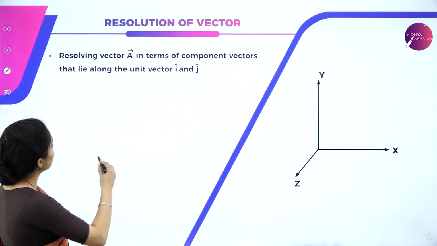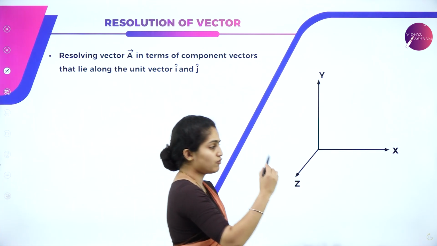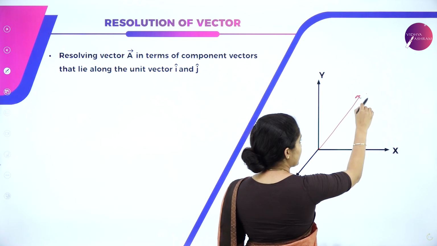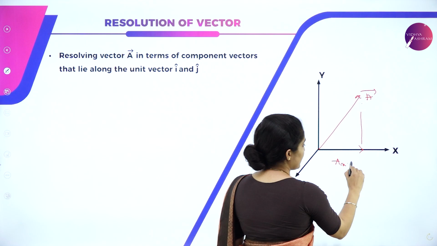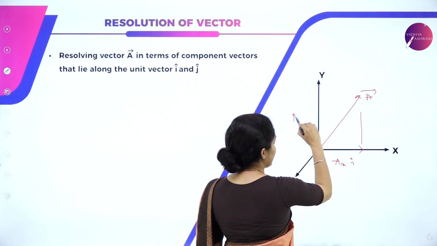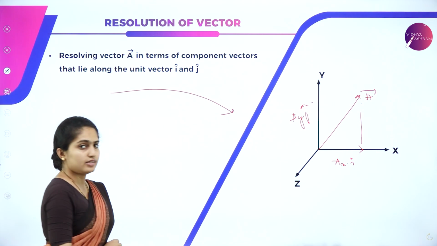So as you can see here, resolving vector A in terms of components of i and j, the same as what we had done. Here it is vector A. You are resolving it, so we have Ax i cap and here Ay j cap. That is how the resolution of a vector turns out to be.